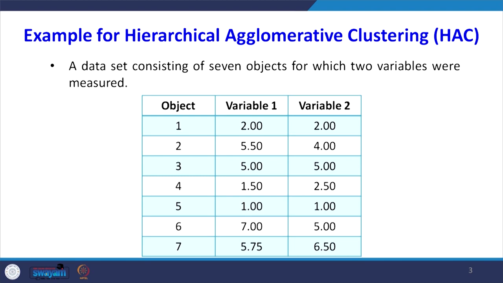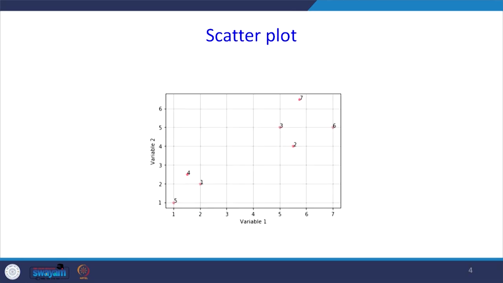Variable 1 is 2, 5, 5.5, 5 and so on, and variable 2 is 2, 4, 5, 2, 1, 6, 5, 6 and so on. When you plot it in a scatter plot, it appears that there are 7 data points, with variable 1 on the x axis and variable 2 on the y axis. Now, we are going to do hierarchical clustering for this data set.